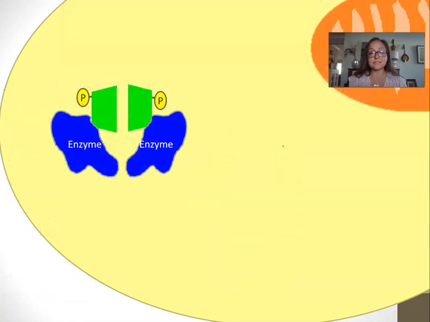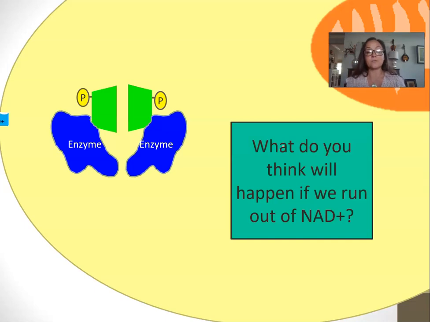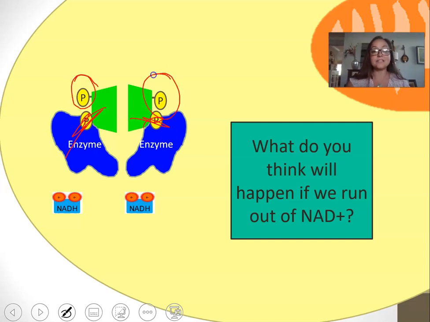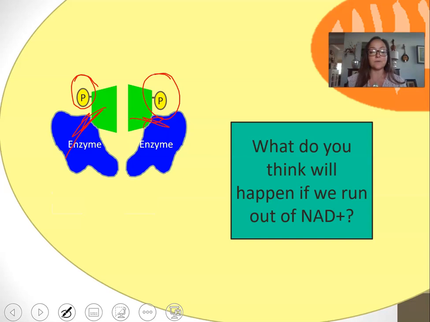Because if we remember this step of glycolysis, where we needed NAD plus in order to attach that inorganic phosphate to the substrate, if you don't have NAD plus, then this step stops. Then these two phosphates would not be attached, and you'd only have these two, which are just the two that we started with, right? In that first endergonic step. So then you'd have zero net gain of ATP. So those NAD pluses, those electron carriers, are super important in glycolysis.